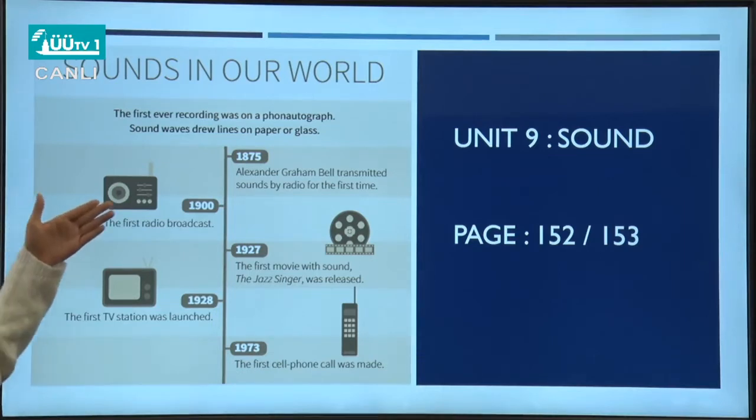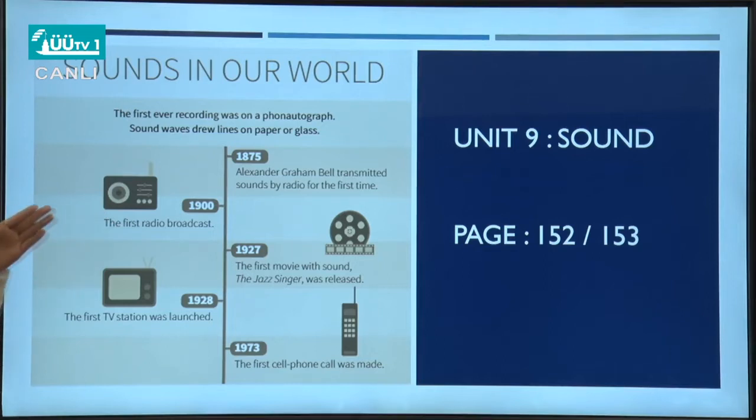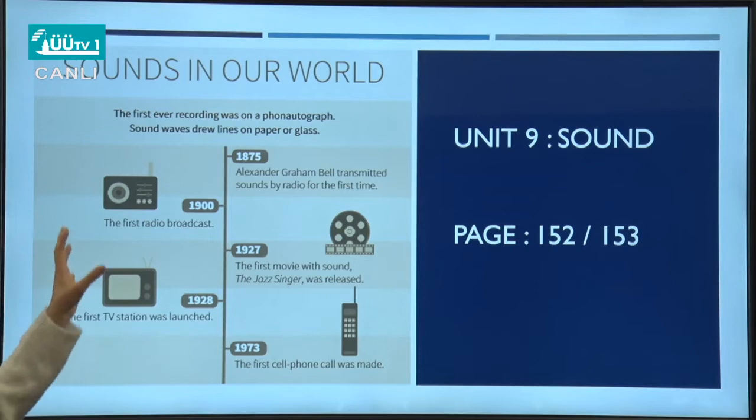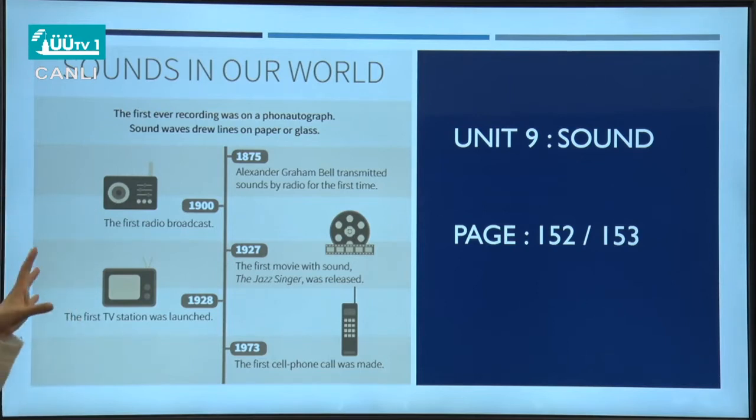For example, they started by producing sounds by radio. They started then to broadcast, or to launch the first radio previously, and then they discovered the first movie with sound, and then they launched the first TV station, and at the end we have discovered the first cell phone. All of these devices are related to our Unit 9 because they really produce sound.